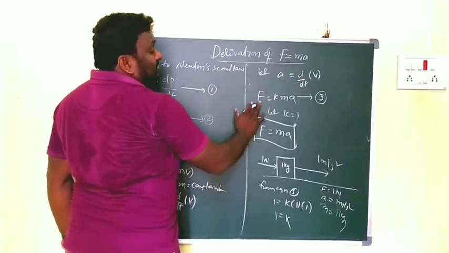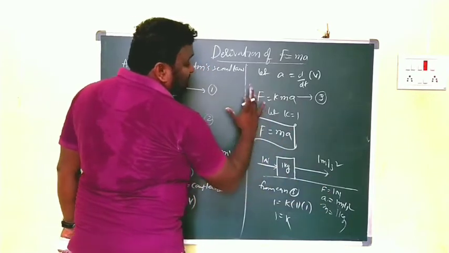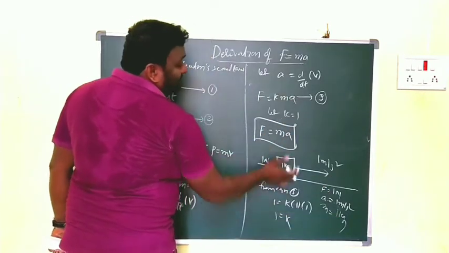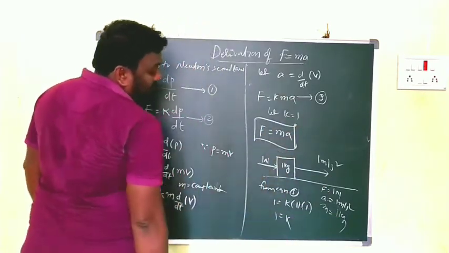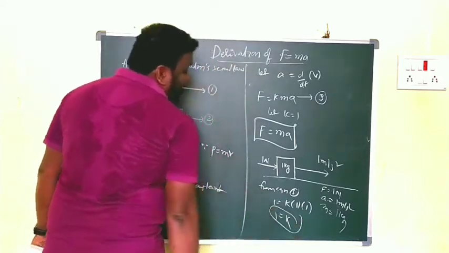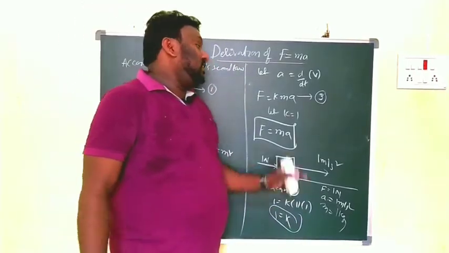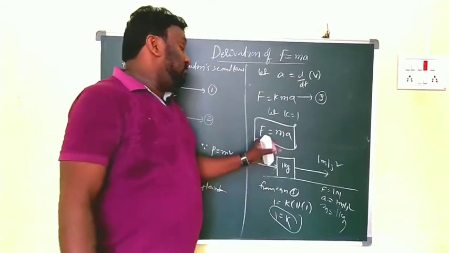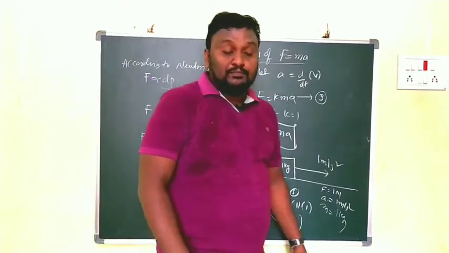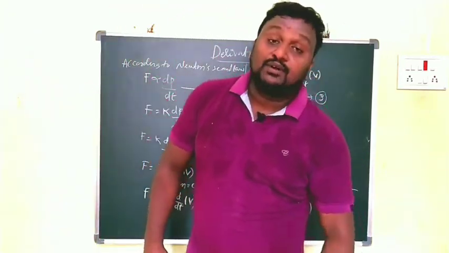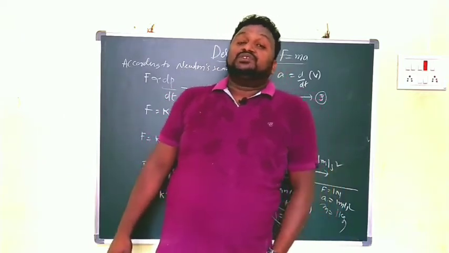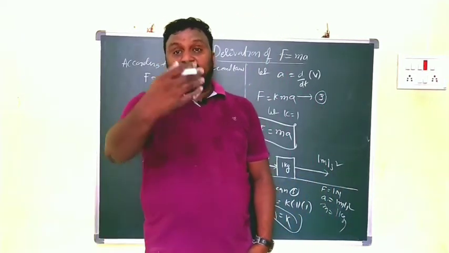From equation 3, F is equal to KMA. What we have taken? F is equal to 1 and M is equal to 1 and A also 1. Then what do you get? K is equal to 1. So under this case only we will write K is equal to 1. Then what do you get? F is equal to MA. Children, this is the derivation of Newton's second law equation F is equal to MA. So see once again briefly.